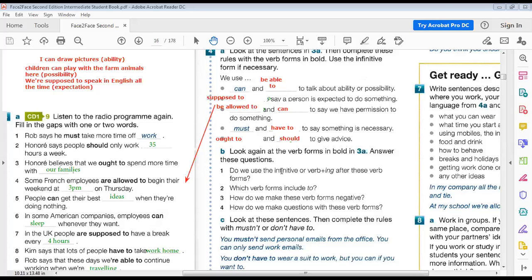All right, okay. So now we talked about different ways of expressing ideas. So you can express ability or possibility using can and be able to. So you can say, I'm able to, he's able to, we're not able to, and so on. Supposed to is when you expect someone to do something, right? So you can say, for example, doctors are supposed to take care of their patients.